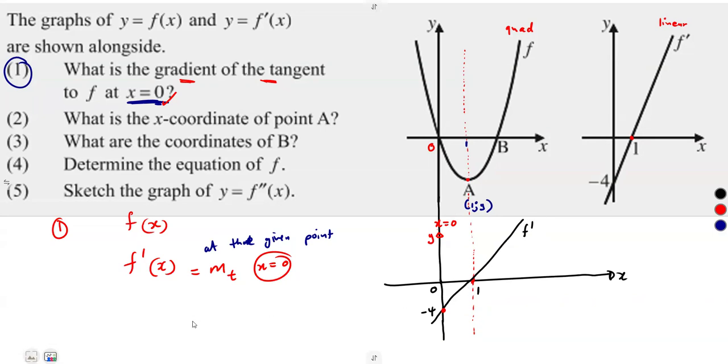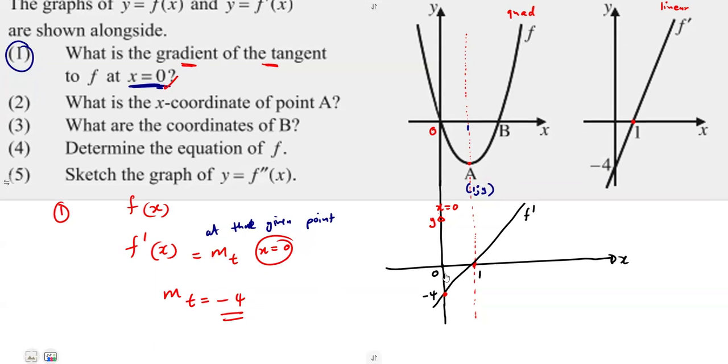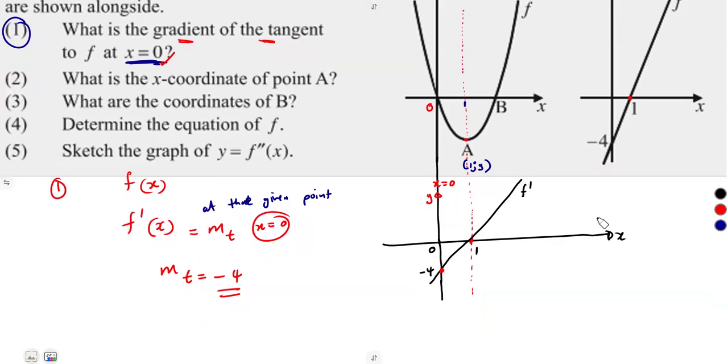So in our case, the gradient of the tangent when x is equal to 0 is what? -4. The y-intercept of what? The first derivative when x is equal to 0. This is what it means. You are in the y-axis when x is equal to 0, but on the first derivative function.